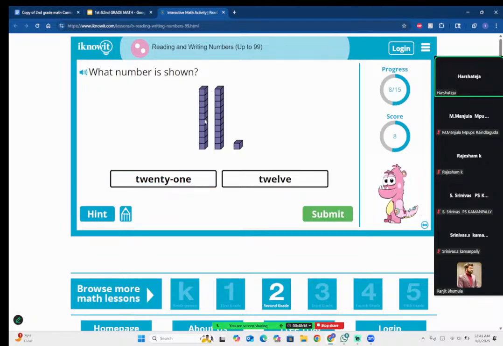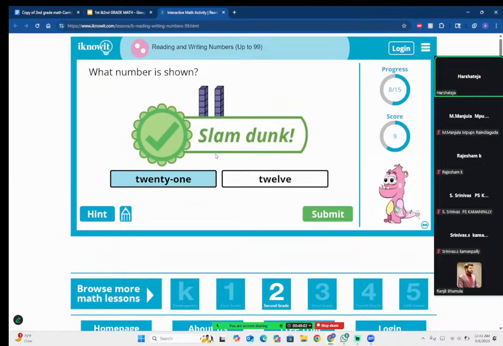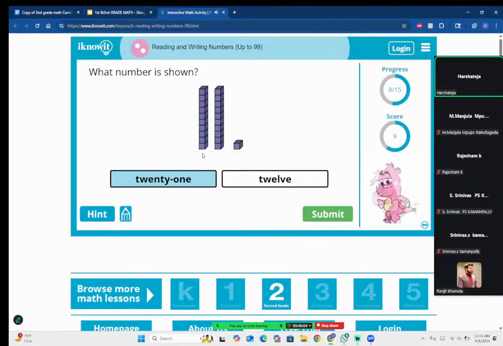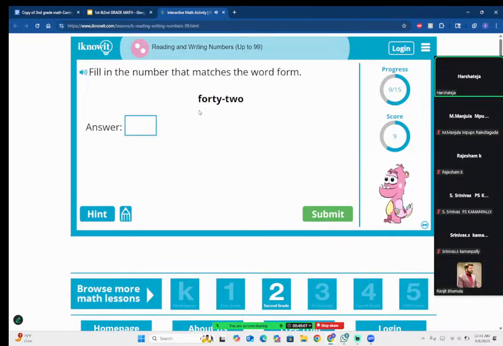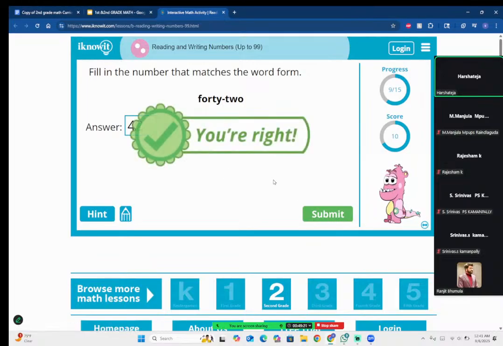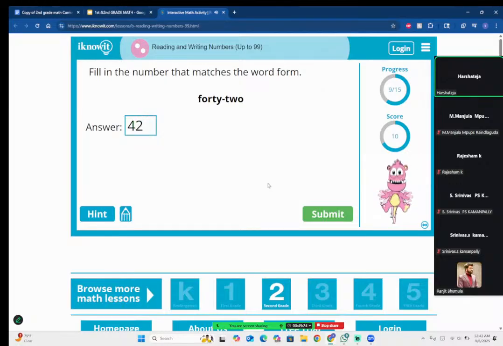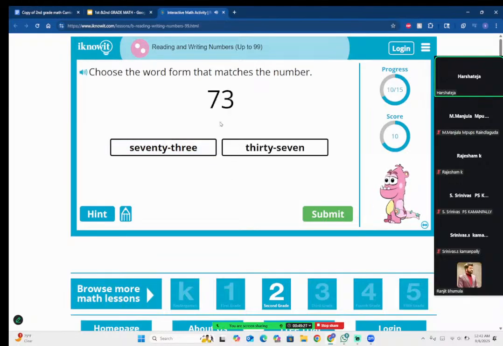Here there's 2 stacks of 10, 1 stack of 1, 21. Here 40, and then we add 2, so 42. Here 70, and in the 1's place there's a 3, so 70 plus 3, 73.